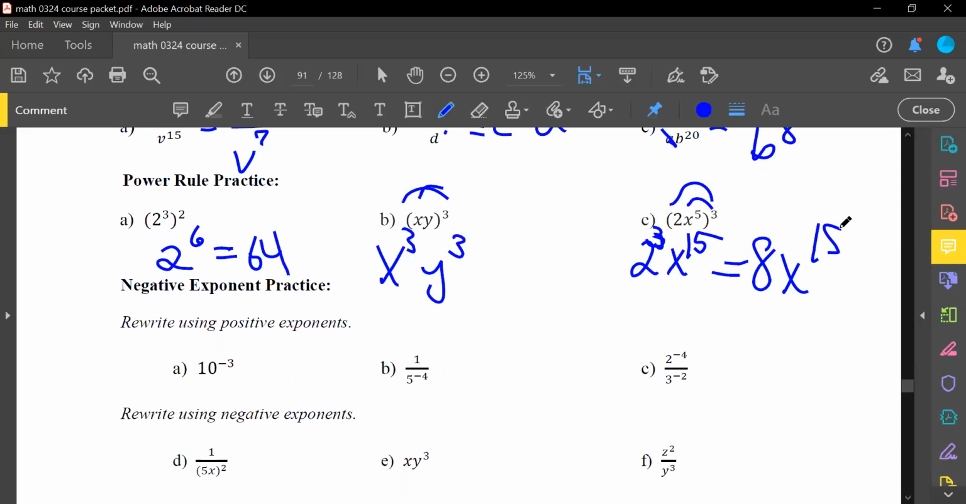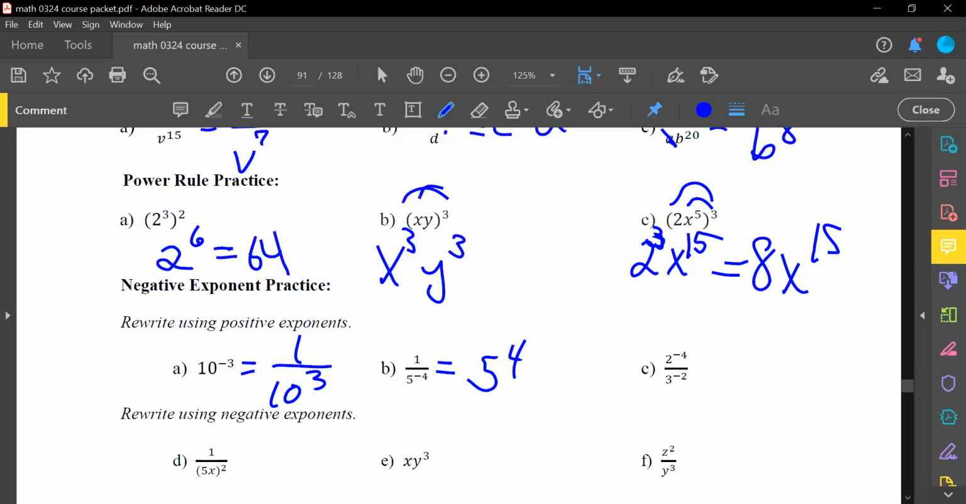All right, with negative exponents, again, in math class, we just want to get rid of them. So 10 to the negative 3 is 1 over 10 cubed. 5 to the negative 4, if I flip it, 1 over 5 to the negative 4, it's 5 to the 4. Okay, it's all about taking reciprocals, nothing to do with negative numbers.